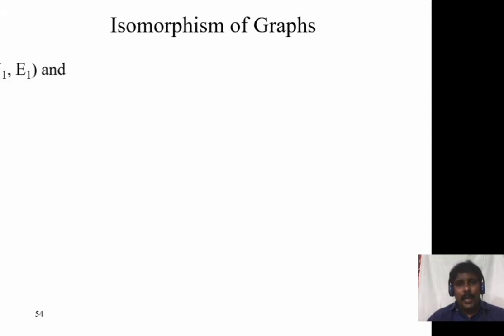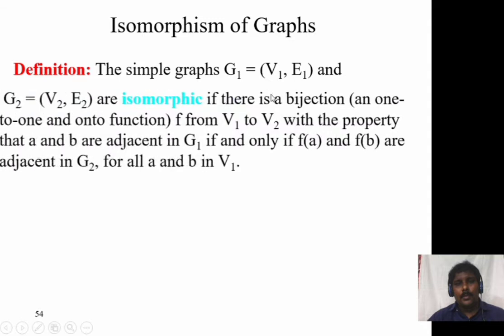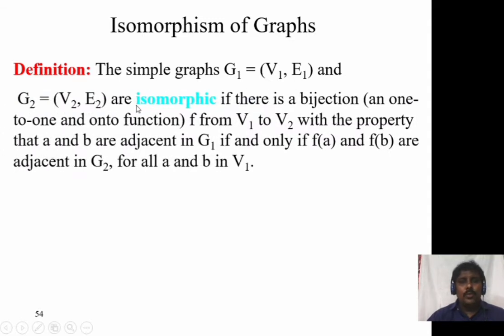Isomorphism of graphs definition: take a simple graph G1 equal to (V1, E1). A graph simply consists of vertices V1 and edges E1. Similarly G2 equal to (V2, E2). They are isomorphic when there is a bijection. Bijection means the function must be one-to-one and onto. If it satisfies one-to-one and onto, then it is called a bijection.